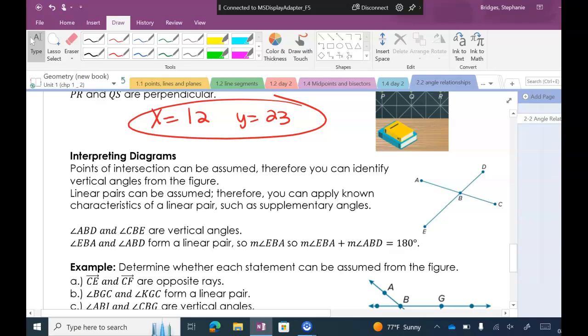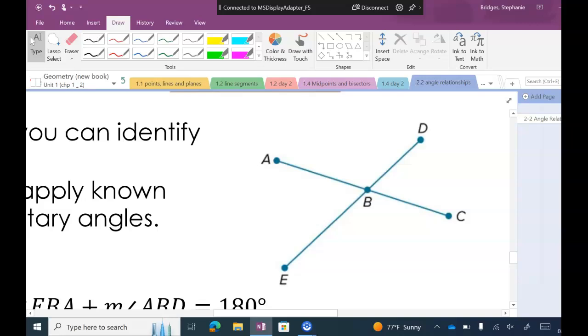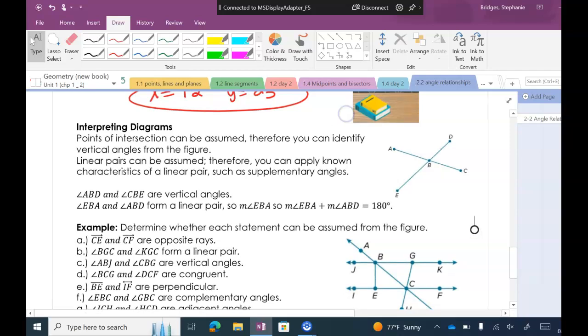So it's talking about interpreting diagrams, basically being able to look at pictures and identify what's going on. And it says points of intersection can be assumed because you can clearly see where two lines intersect, correct? Like if I'm looking at that picture, where do my two lines intersect? At point B. So you can assume that because you can see that. But remember, we've talked before that you can't assume other things. Like if something looks like a right angle, I can't assume it's a right angle unless I tell you that. If two lines look like they're perpendicular, you can't assume it unless I tell you they are perpendicular. And you can also identify vertical angles and you can identify linear pairs in any picture.